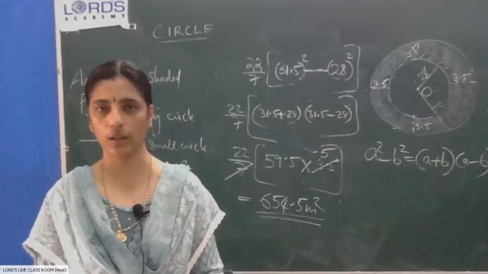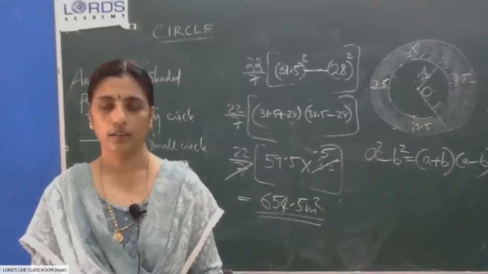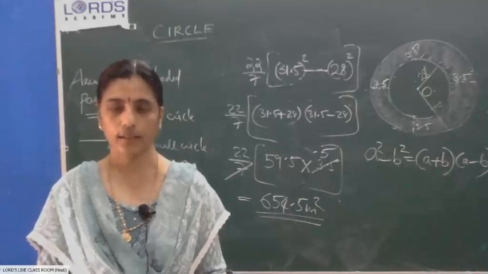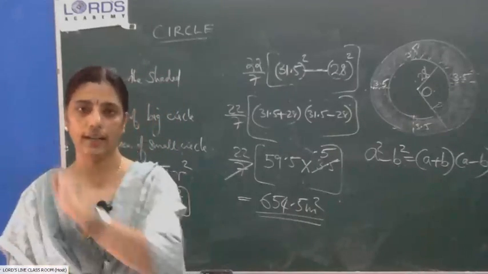What is meant by a regular polygon? And last, you have to write what are the properties of quadrilaterals.